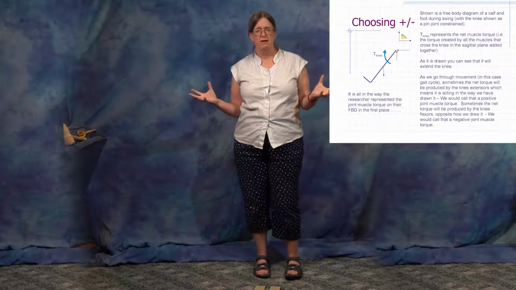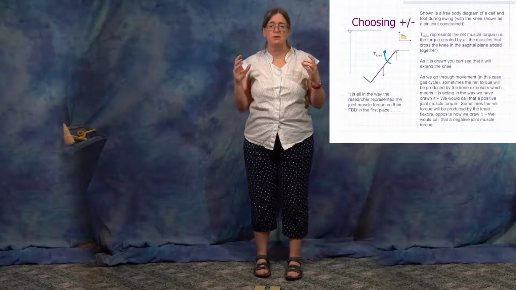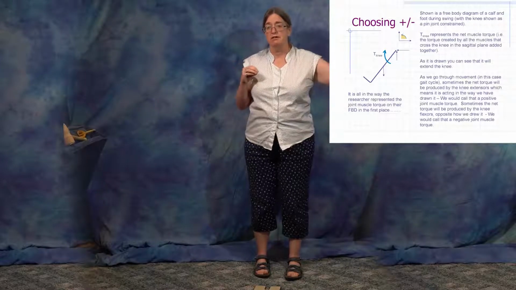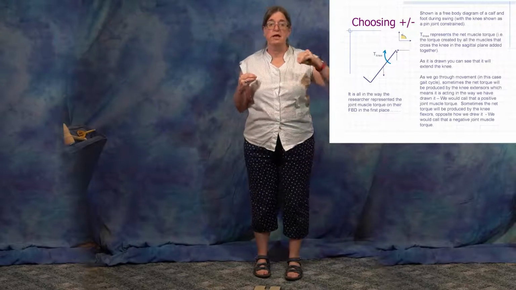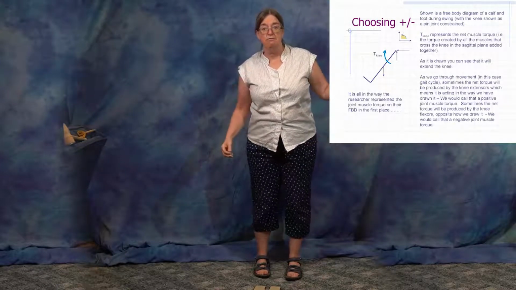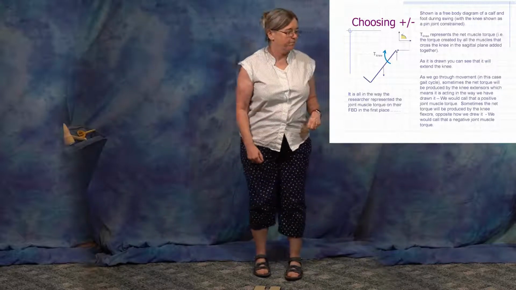And if I calculated my net joint torque and it was actually going in the opposite direction, I wouldn't change my arrow direction. What I would do is assign it a sign of negative. Negative just means it's going opposite from how I drew it. In this case, negative would mean the knee flexors, the hamstrings.